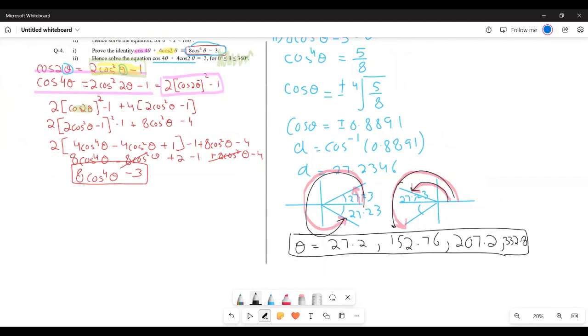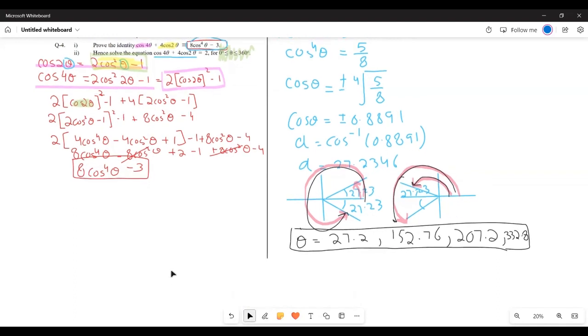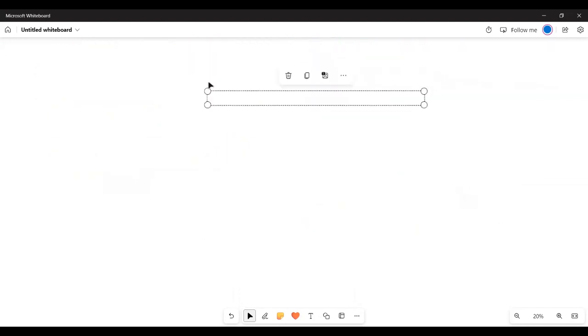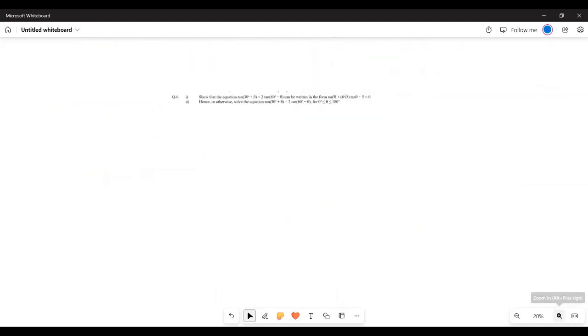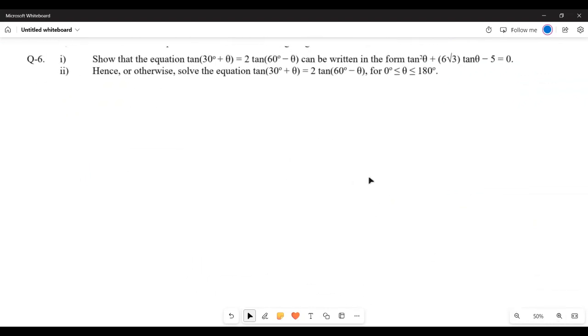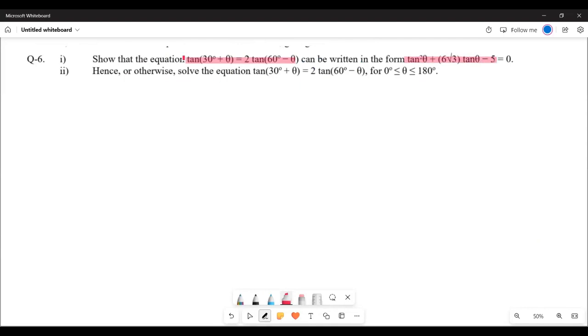Question 5 was your homework question, and there's no problem in it for those who attempted it. And now we're going to do question number 6. So that this equation can be written like this. We have to show that this can be written like this. We know the compound angle formulas for tan. Let me copy it from the formula sheet as well.